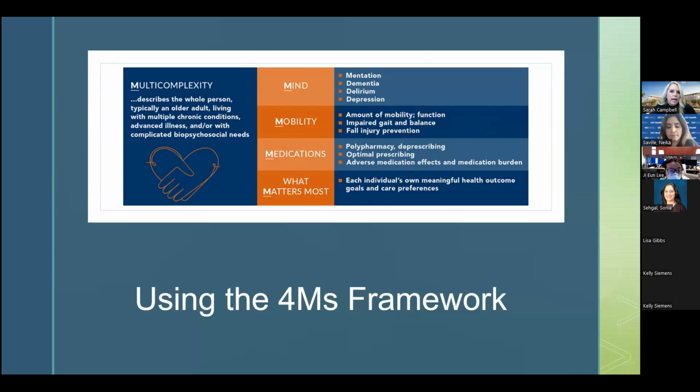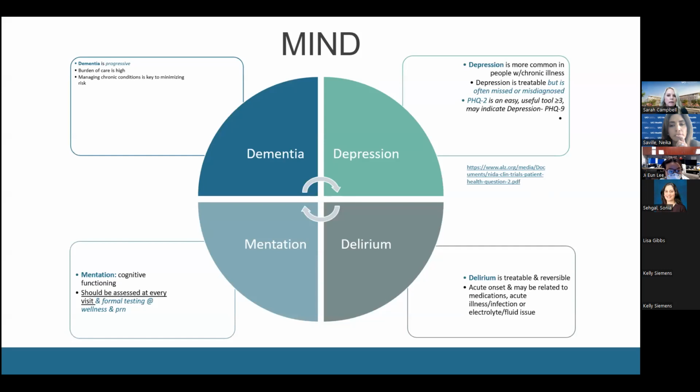And then we want to look at every chronic disease from the framework of the 4 M's. This is really important to consider because this is looking at the age-friendly approach to providing care. And that includes, of course, mind, mobility, medications, but specifically what matters most. We'll spend a lot of time today talking about our approach to what matters most, but I'll touch on the other 3 just briefly. When we look at mind, we know that dementia is progressive, but if we manage chronic diseases well, we can minimize the risk for dementia.